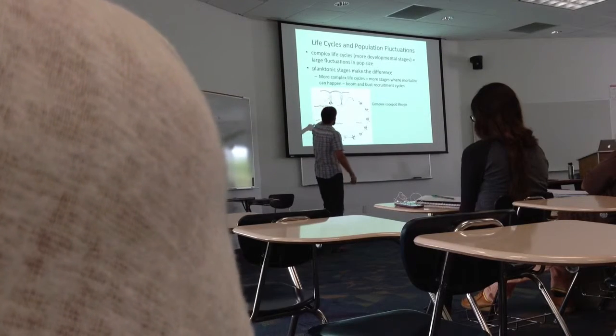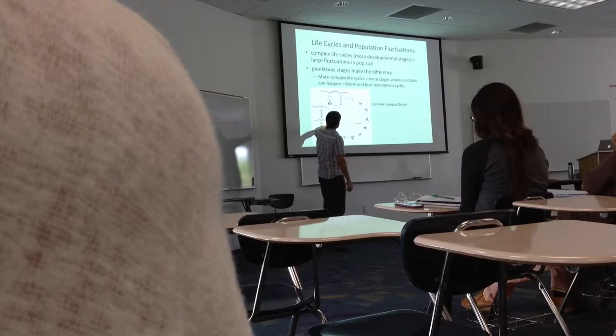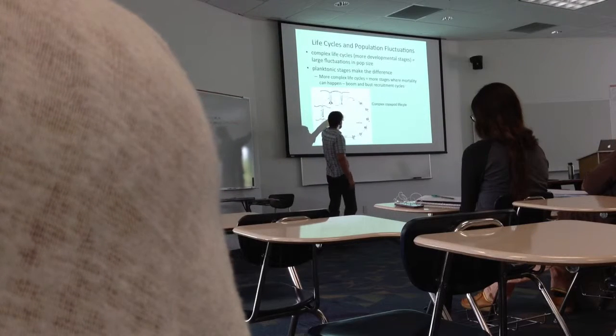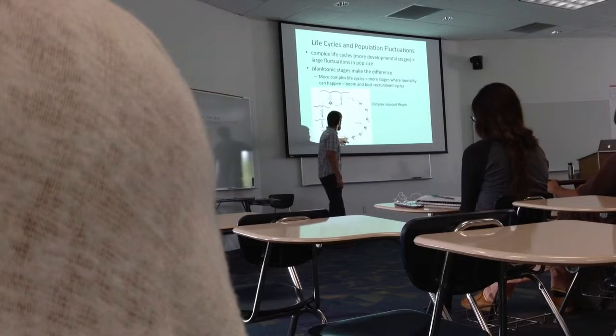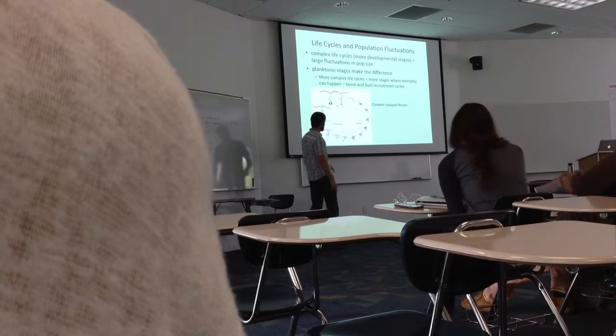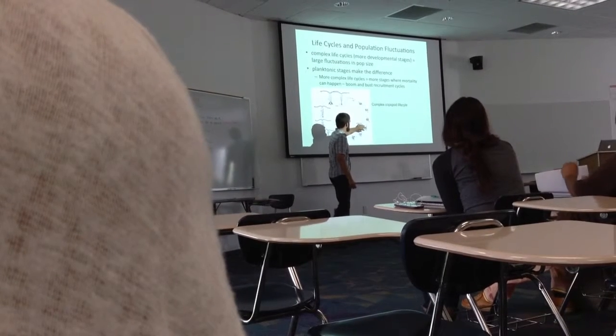So this is the life cycle of a copepod. So here's your male and female copepod, your egg and sperm. So all these different stages are different stages of larval development. So you've got two different stages. There are your nauplius stages.